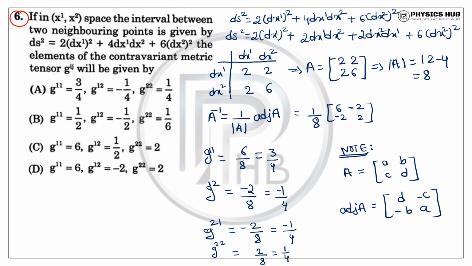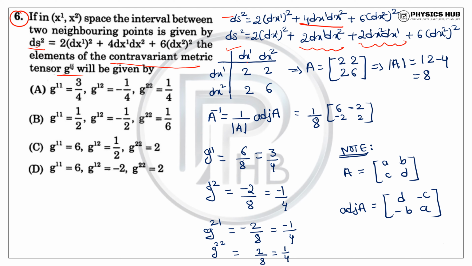Next question. If in x1, x2 space, the interval between two neighboring points is given by ds square is equal to 2 dx1 square plus 4 dx1 dx2 plus 6 dx2 square, the element of the contravariant metric tensor Gij will be given by. So split the middle term, that is 4 dx1 dx2, as 2 dx1 dx2 plus 2 dx2 dx1. So write in the form of matrix.